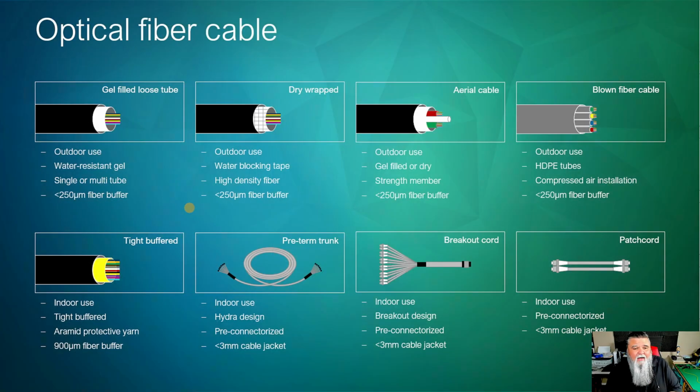And of course, you need to take all that fiber and package it into some sort of a cable. This could be high count, low count. It could be gel filled, dry, aerial, microfiber to be blown into smaller ducts. It could be breakout cords, patch cords, pre-terminated trunks. So the fiber manufacturer makes the fiber themselves, and then the cable manufacturer will decide how to package that.